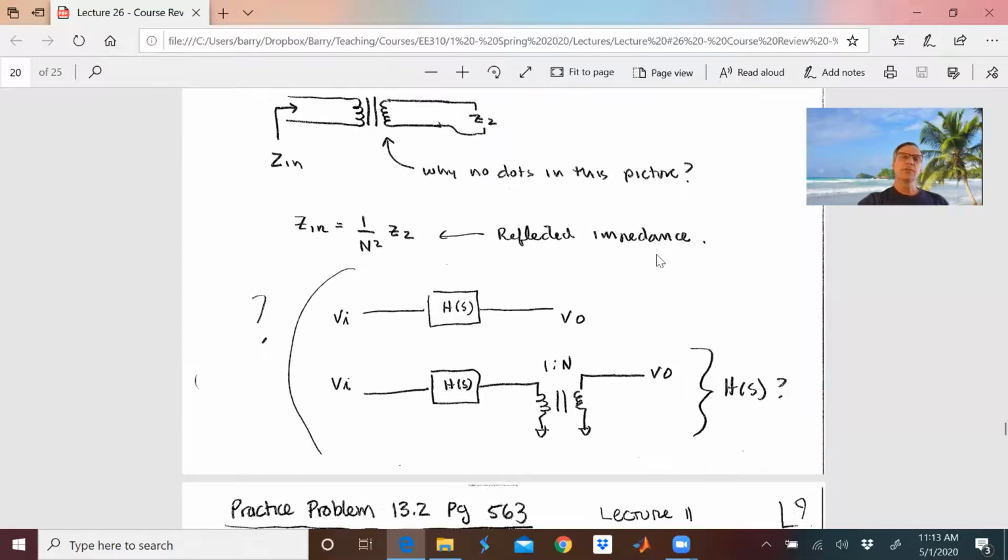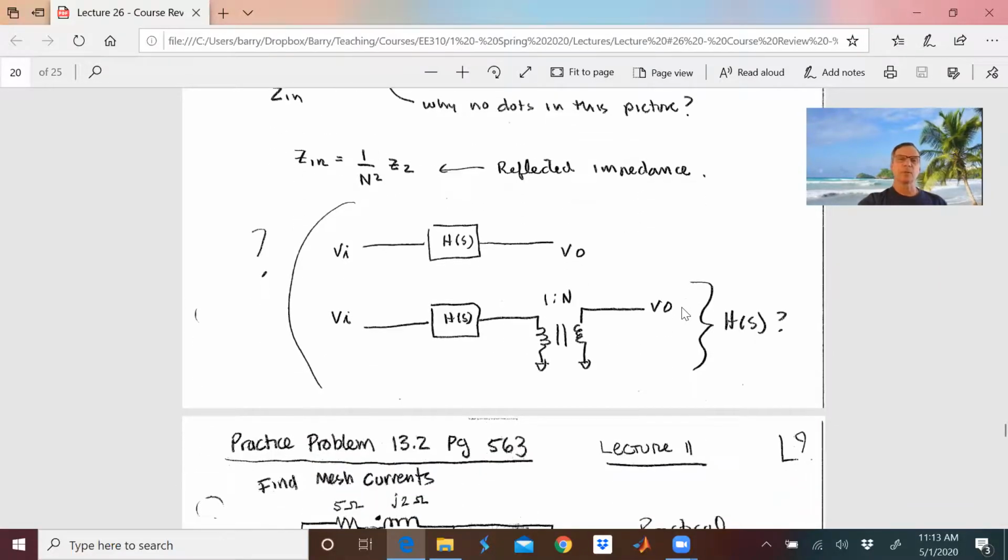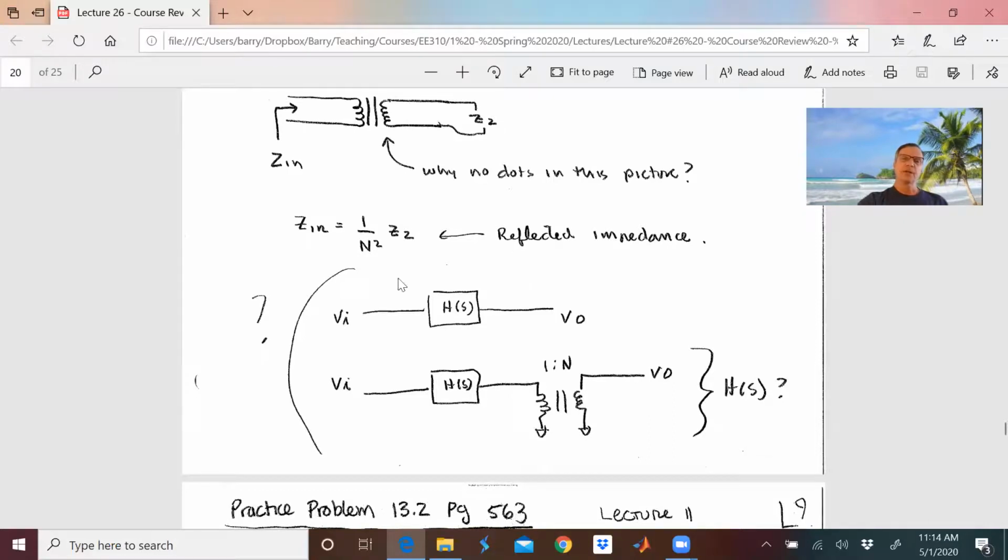So let's do a quick ideal transformer problem. I've got a circuit here with some transfer function, and then I'm going to put it through an ideal transformer. How does that affect the transfer function? And you all say that you just take the transfer function and multiply it by N2 over N1, or N. So it's just N times H of S.